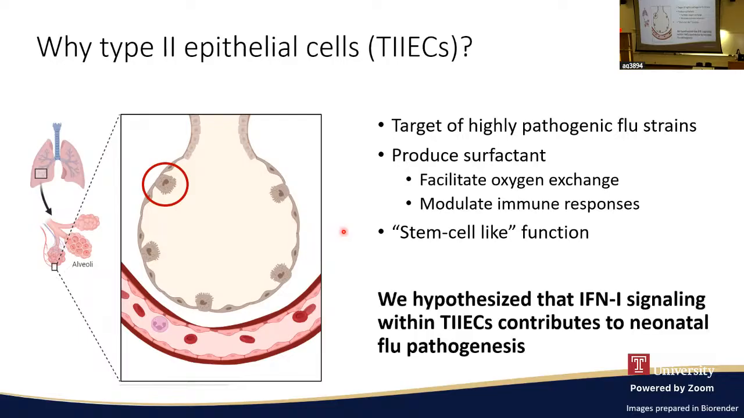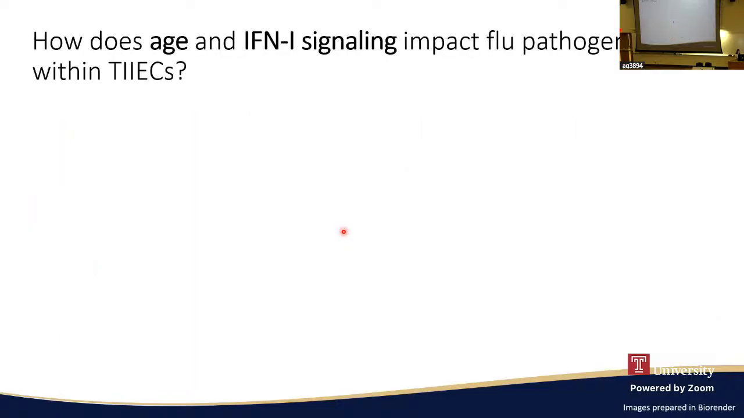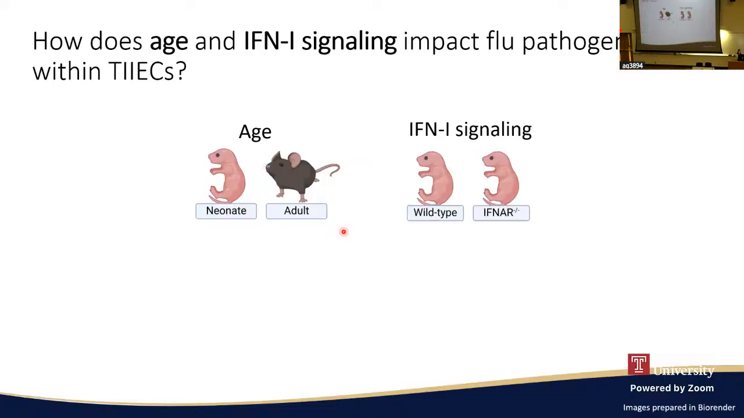So we hypothesized that type 1 interferon signaling within these type 2 epithelial cells contributes to neonatal flu pathogenesis. So to answer the question of how age and interferon signaling impact flu pathogenesis in type 2 epithelial cells, we turn to RNA sequencing.